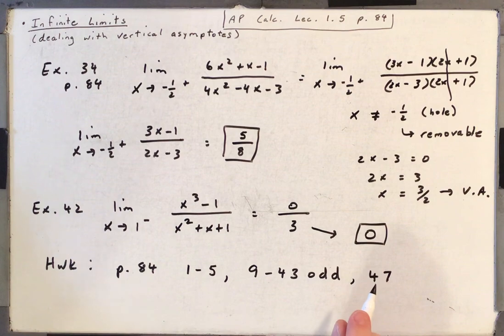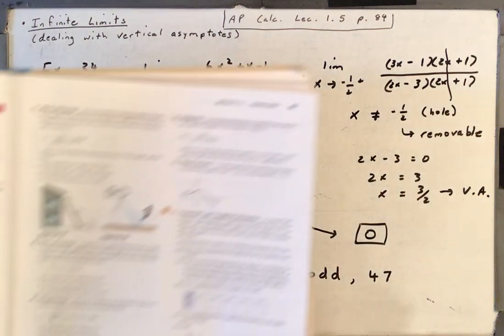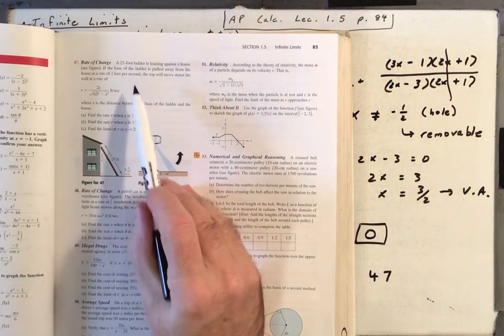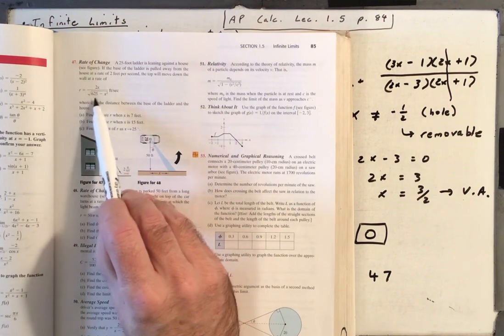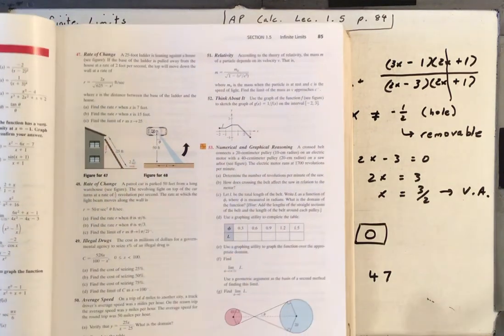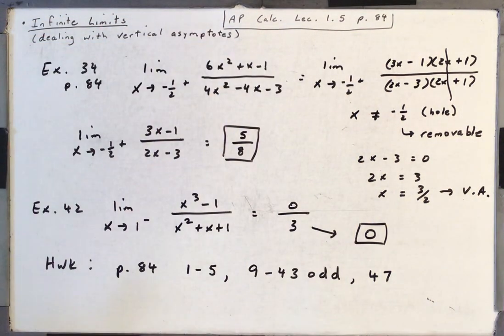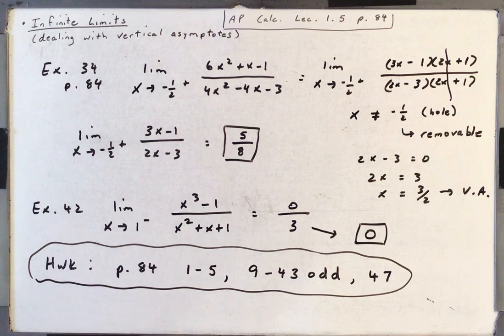47. All right, and just taking a look real quick at 47. So it says, on this one, you're just going to take the limit of that function as x approaches 25 from the left. So, don't let the fact that it's a word problem there confuse you. All right, so there you go. And I will talk to you on the solutions video for 1.5.